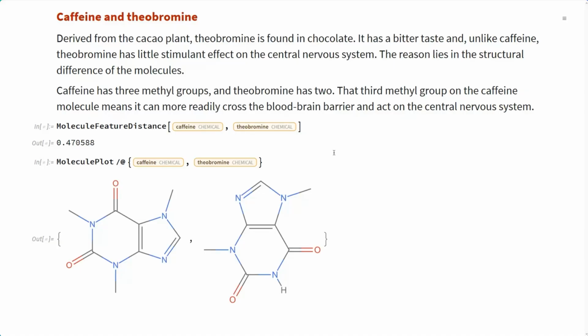And that's why theobromine has minimal effect on our central nervous system, but caffeine can cross that blood-brain barrier, which frankly in the mornings I'm quite grateful for. So, for that molecular difference.